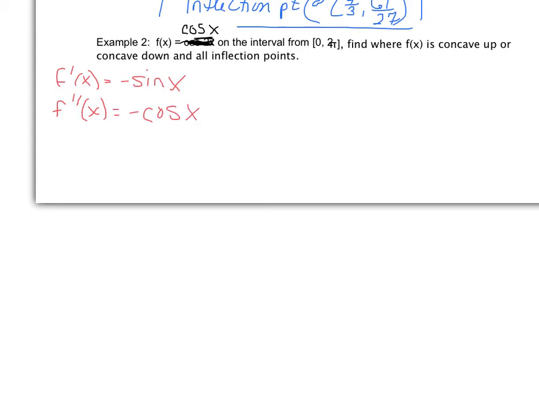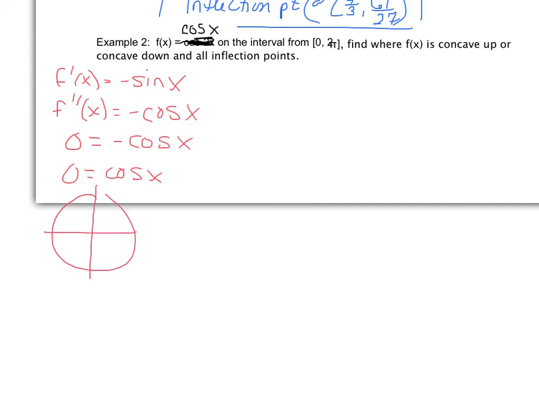And now I can say, well, where is this 0 or undefined? I can divide by a negative. And I know that cosine of x, thinking about my unit circle, equals 0 here at pi over 2 and here at 3 pi over 2.